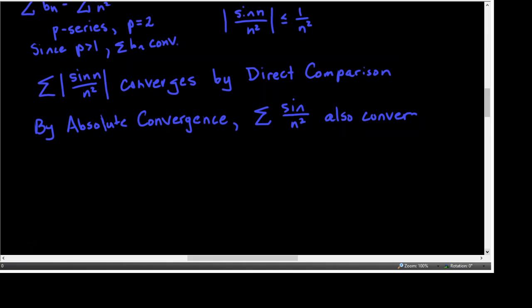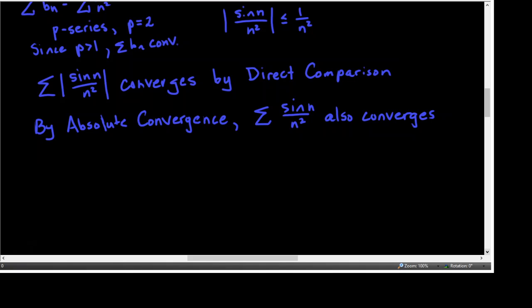And so that's a nice little thing. If you have terms that aren't well behaved, they're not alternating, but some are positive, some are negative, try to look at the absolute value of your terms, like we did here. And if you can show that that converges, then sigma of your original thing would also have to converge by this absolute convergence theorem. One to know.